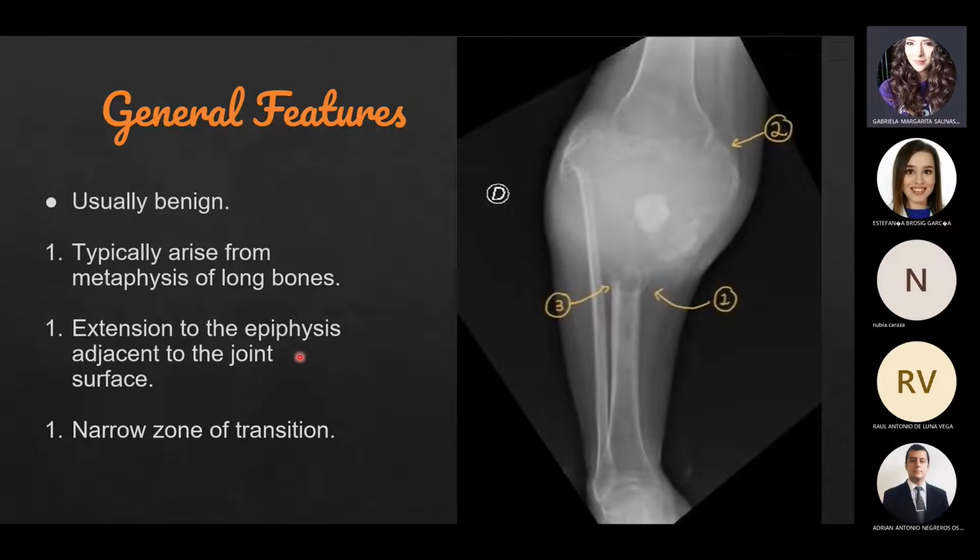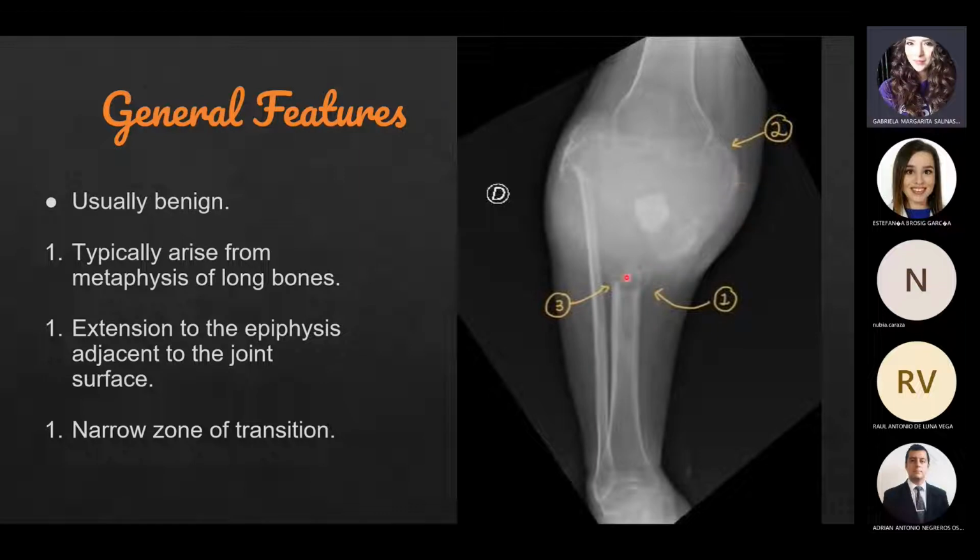The biopsy has not been taken yet, but well, the general feature of the giant cell tumor is that it's usually benign. It typically arises from the metaphysis, as we can see here, of the long bones. The first place where it arises from, or the most common place, is the tibia. And well, it extends to the epiphysis adjacent to the joint surface, as we can see here. And it has a narrow zone of transition.